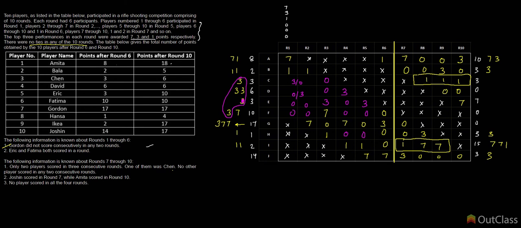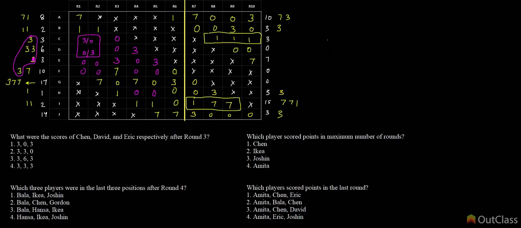The only part you cannot figure out is C and D rounds 1 and 2. It could be in the exact opposite order as well, with a 0 here and a 3 here, 3 here and a 0 here. So two possibilities exist. We'll just leave it as a separate box there, and that's the unique solution to this table. Let's look at the questions. The first question: what were the scores of C, D and E after round 3?